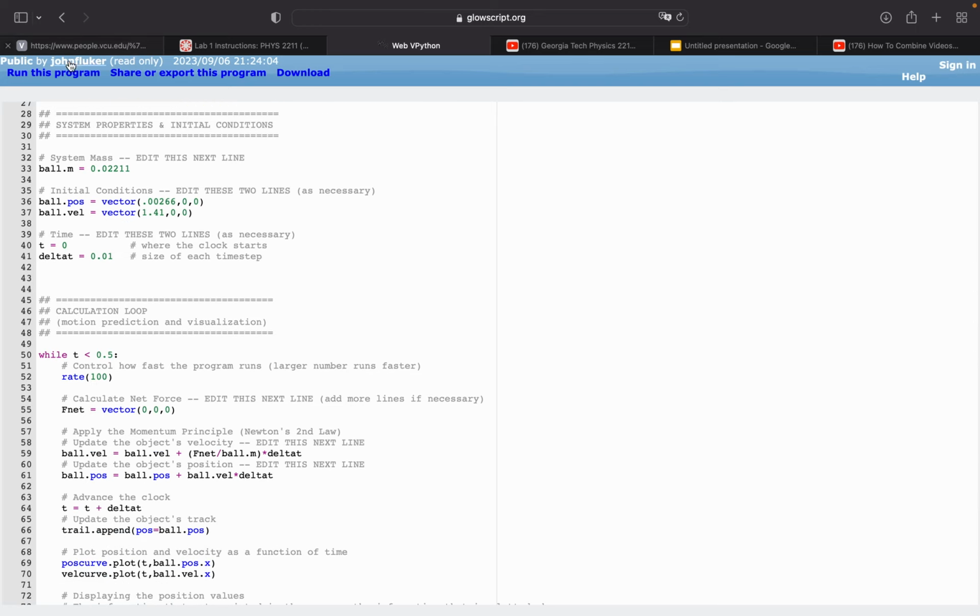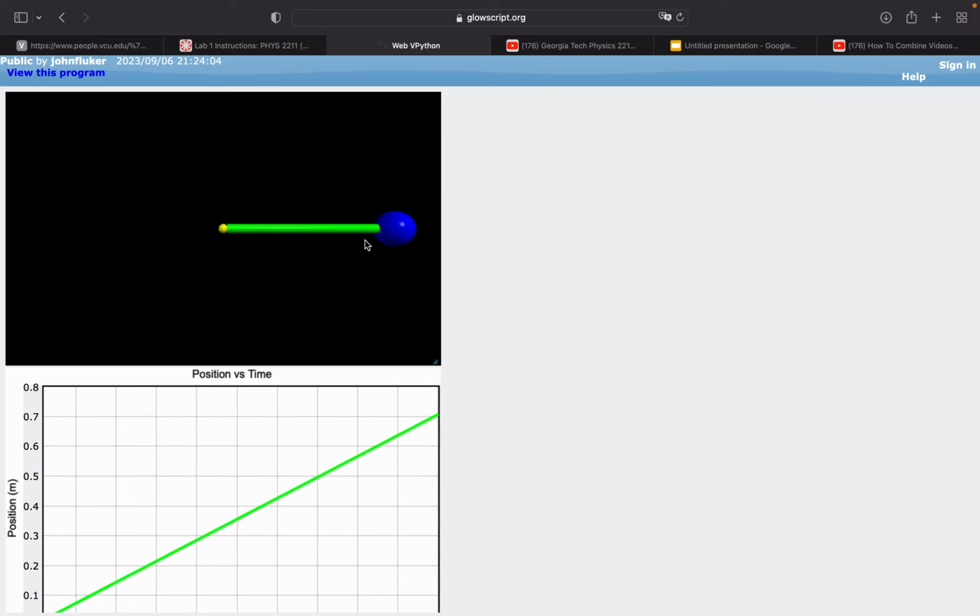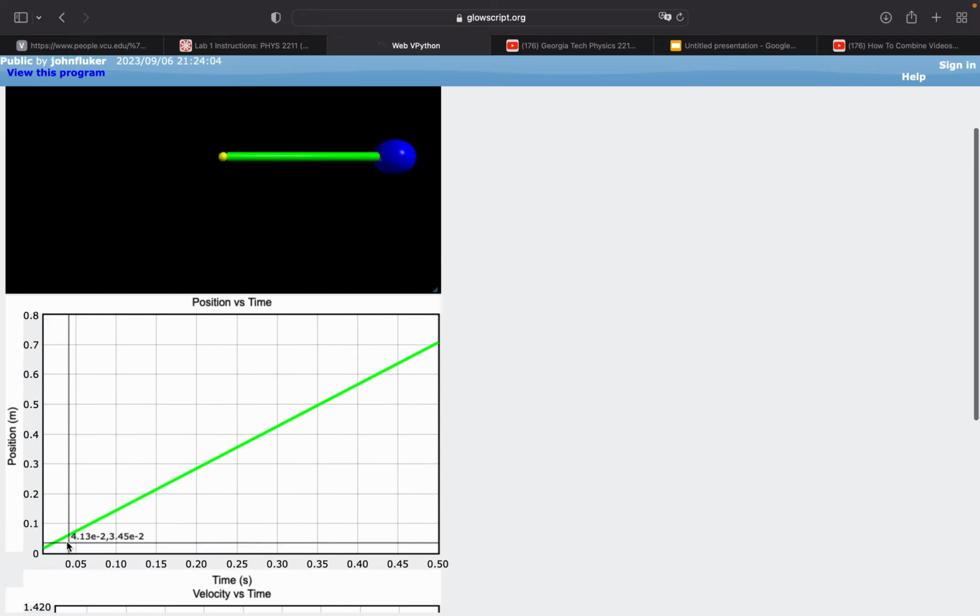And now that we have that, we can run the program. And we can see that the ball moves in a straight line, and this is shown with the position versus time graph moving very linear.